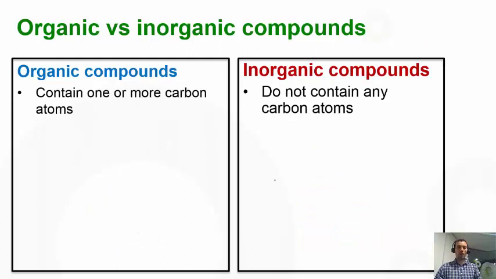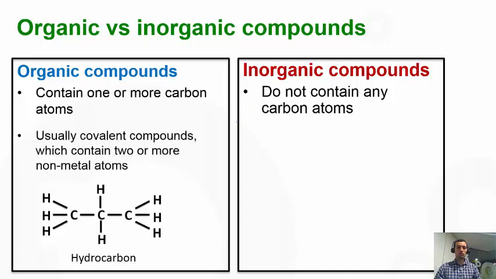Alright, so here we have a comparison of what makes something organic versus an inorganic compound. So here we can see the distinction. The organic contains one or more carbon atoms, whereas the inorganic don't have any carbon atoms at all. So most often the organic compounds are going to be covalent compounds. So that means that the atoms within that compound are connecting together via electron sharing. So you can see each of these lines in our hydrocarbon structure is a covalent bond. So we would call this then a covalent compound.